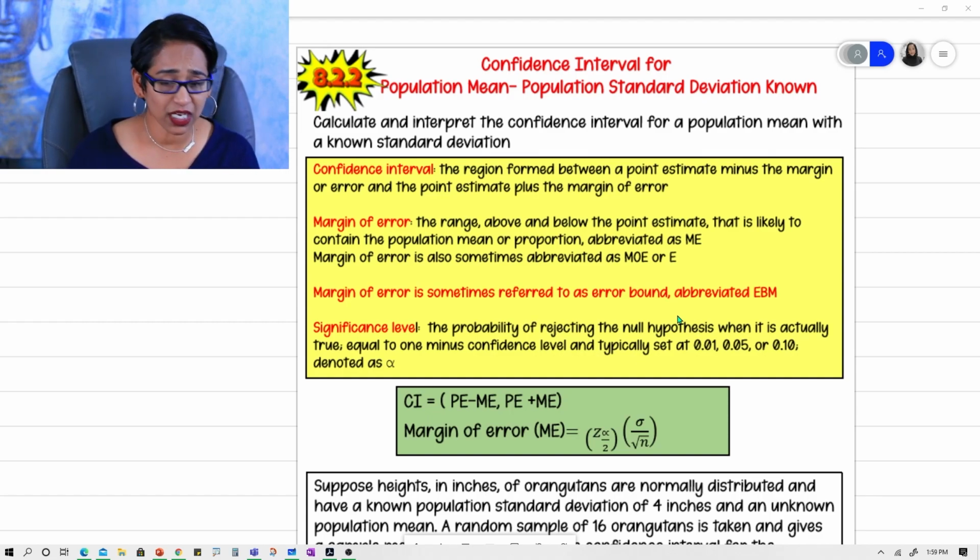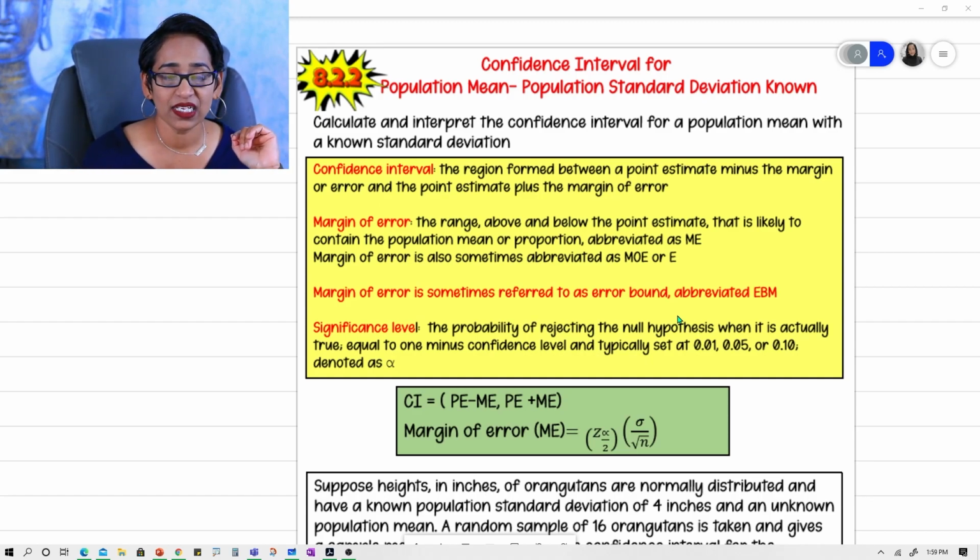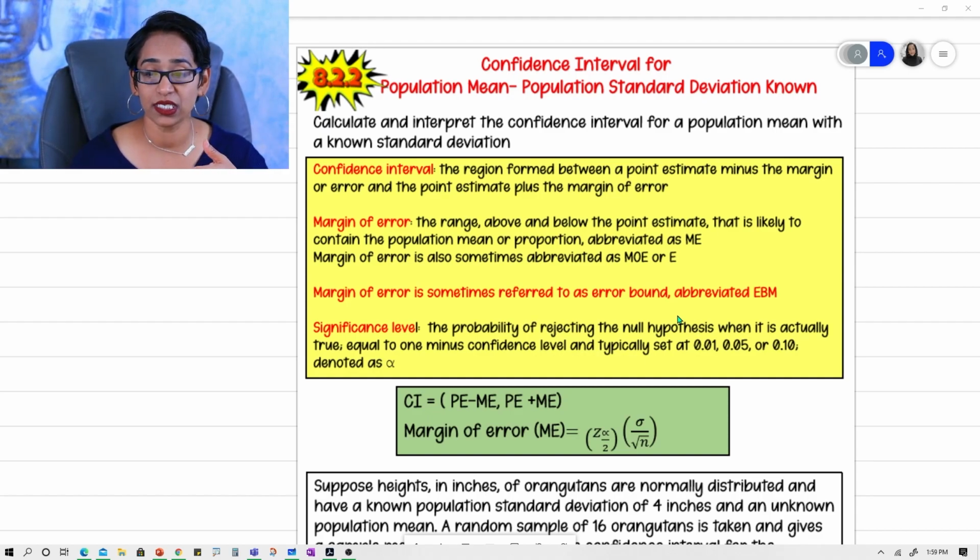Margin of error is sometimes referred to as error bound, or abbreviated as EBM. In this particular section, I put your margin of error as ME, so I can save some space. Significance level is the probability of rejecting the null hypothesis when it is actually true, equal to 1 minus the confidence level.